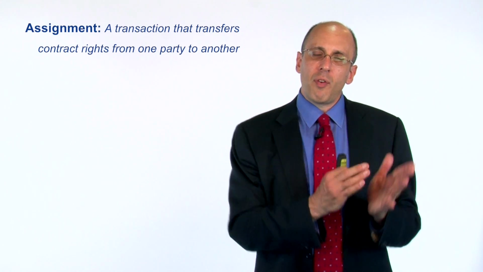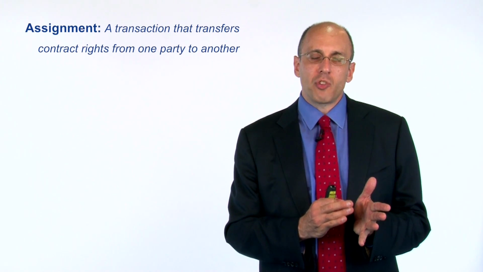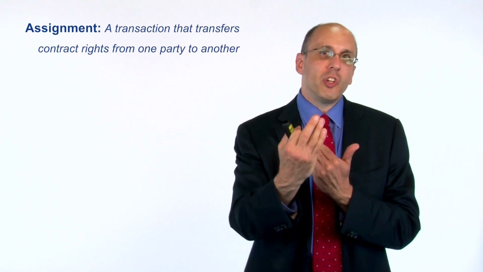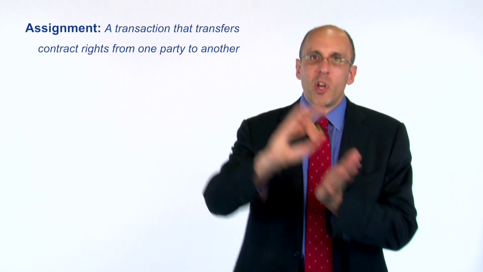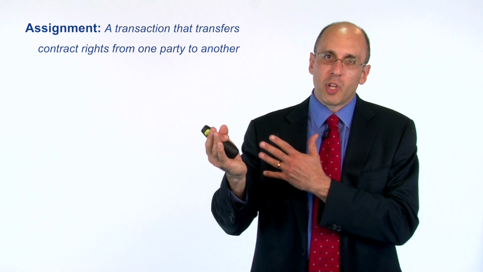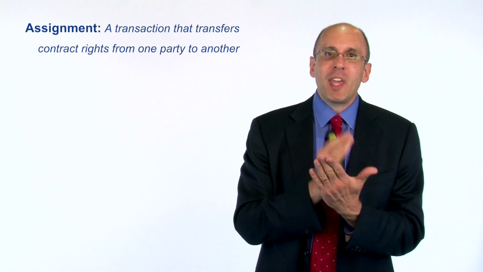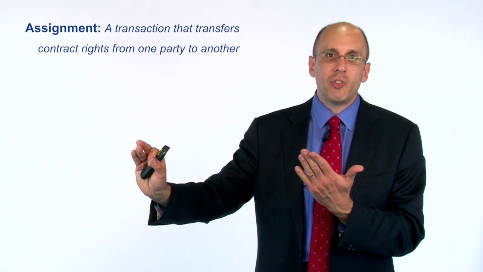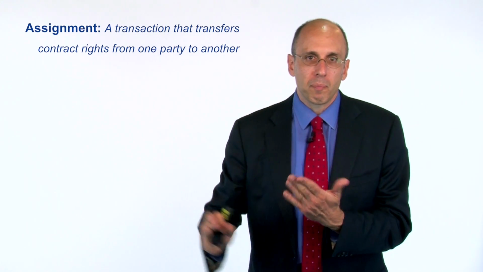Now notice that's different from a third-party beneficiary contract, because in a third-party beneficiary contract, you and I are still in the contract, but we are benefiting some third party who could also sue to enforce the contract. Here, I'm getting out of the contract altogether by assigning my rights and duties to the other person.